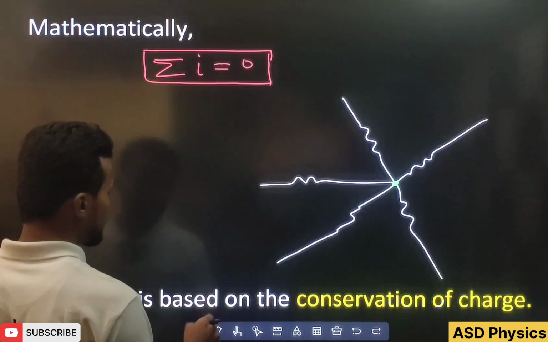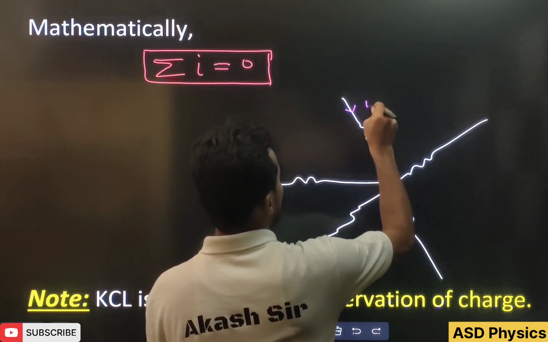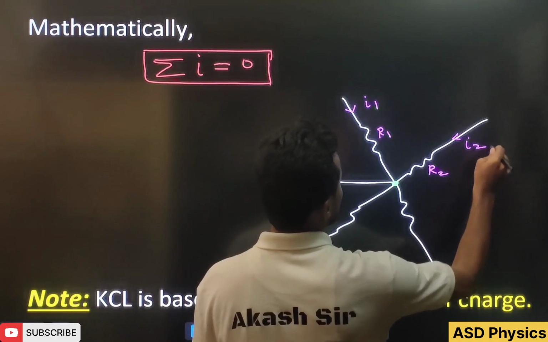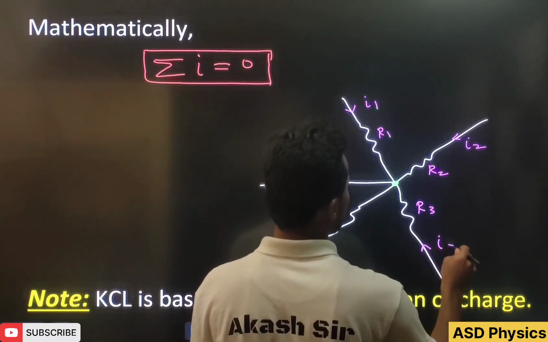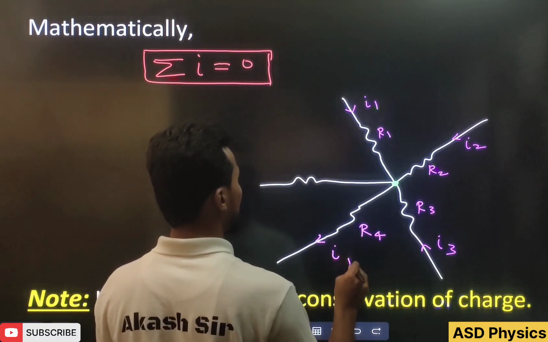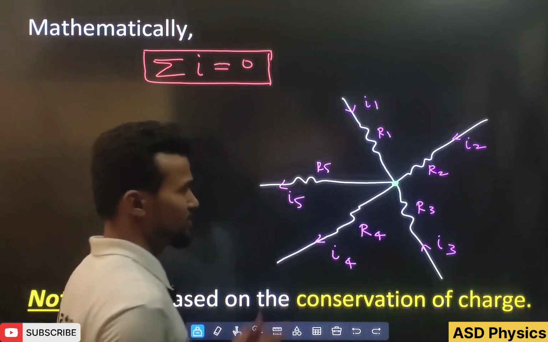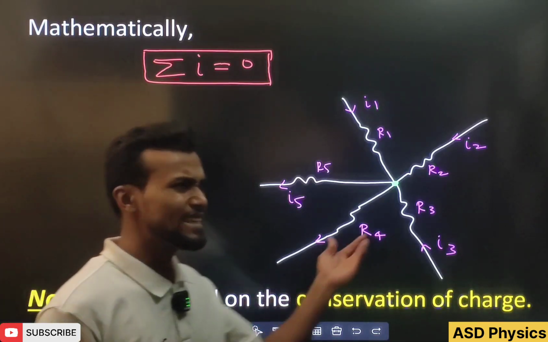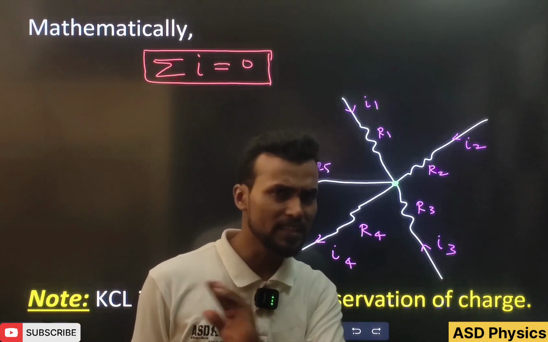And students, let's take for example R1, current is coming I1, let's take this is R2, here current is coming I2. For example, let's take R3, current is coming I3, and let's take this is R4, current is going away I4, this is R5, and again current is going away I5, just for the example. So remember that here I will take incoming current positive, then outgoing current negative, reverse also you can take, not a problem.